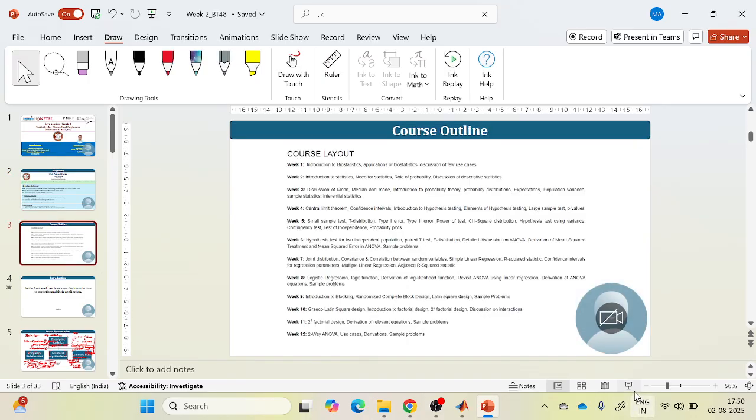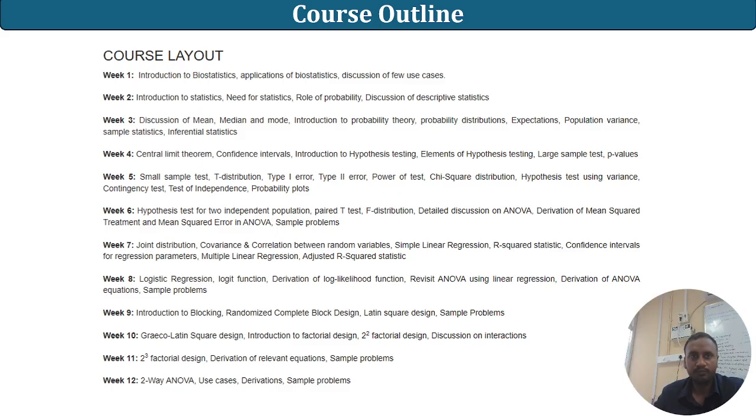So till now we have seen in the first week course we have completed, the second week completed, and the third week now we are going to see the discussion of mean, the properties of mean, and then mode, and then the median. Then we'll start the introduction of probability. Then we'll see the probability distributions.